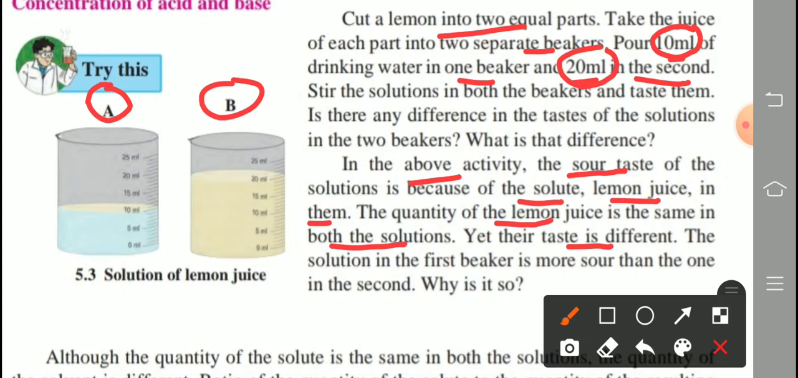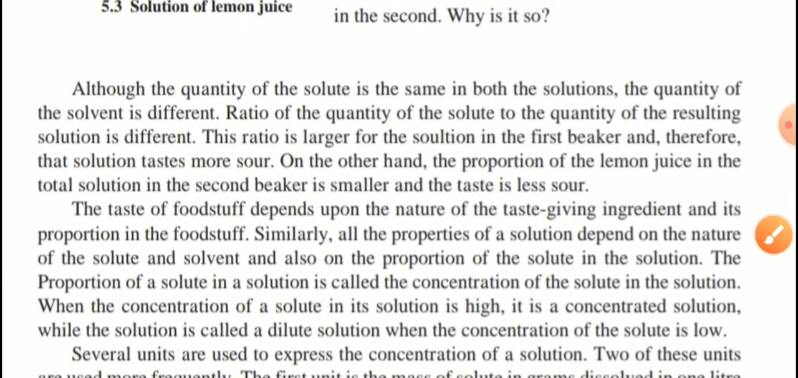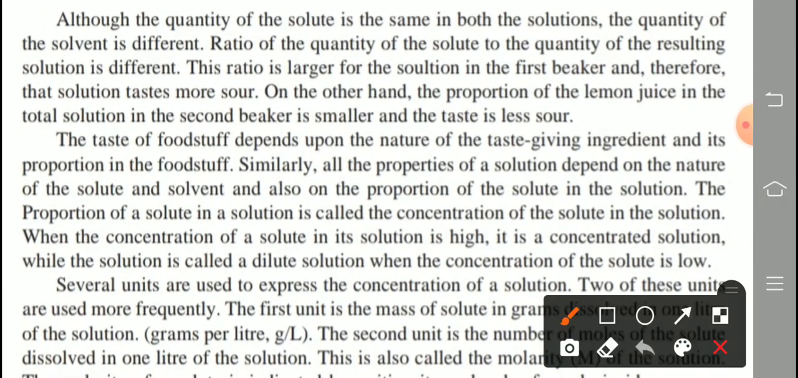The solution in the first beaker is more sour than the one in the second; underline this, it is the final result. Why is it so? Are you getting the answer to this question? Because the solvent is different and the solute is the same. In less solvent, in the first beaker, that is beaker A, we get a more sour taste than in the second beaker B. Clear? Next.